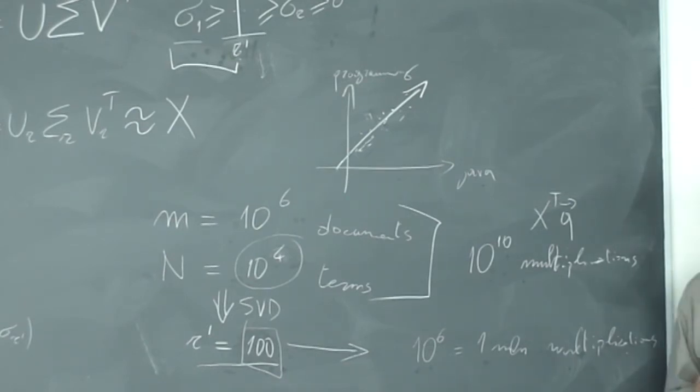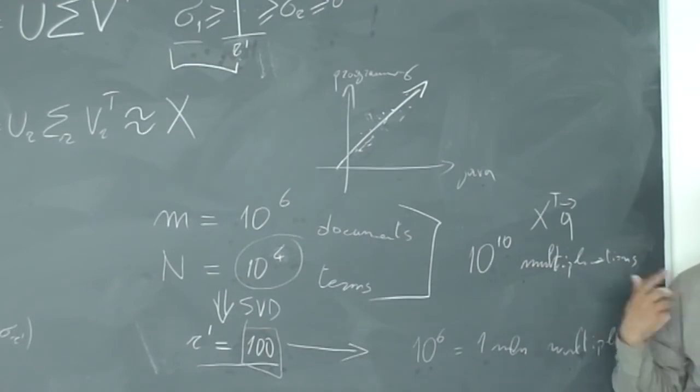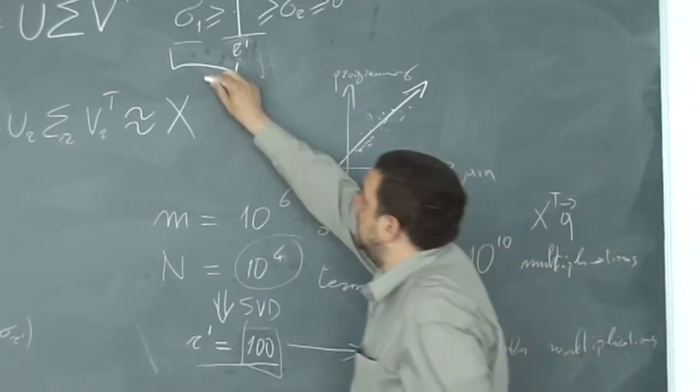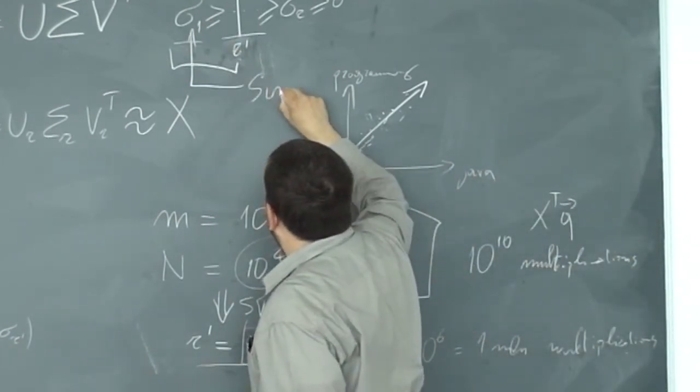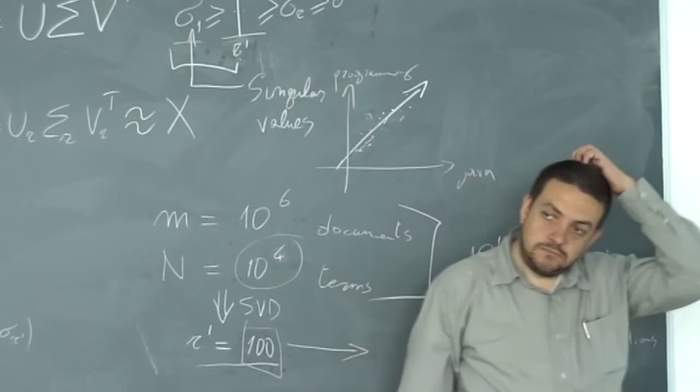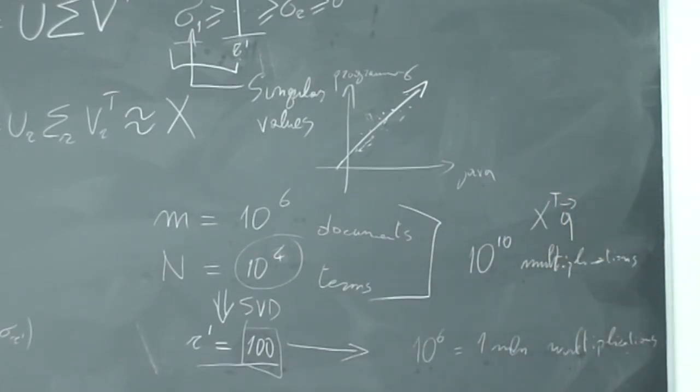Of course, you can measure it somehow. Maybe in one of the next lessons we will recall a few performance measures for this. Okay, I forgot to tell you why it's called the singular value decomposition. It turns out that these numbers are called singular values. And why are they called singular values?